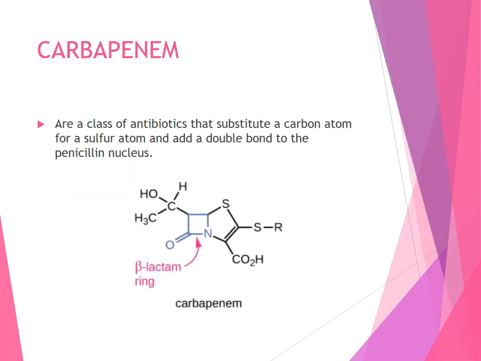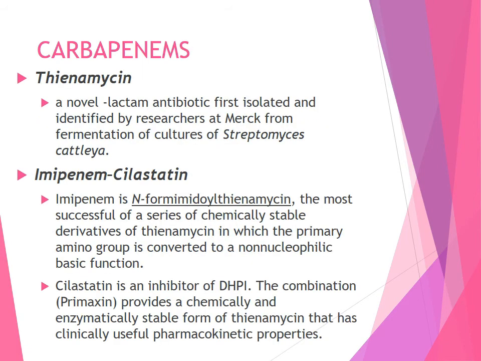Next, we have carbapenems. Another classification. Carbapenems are a class of antibiotics that substitute a carbon atom for a sulfur atom and add a double bond to the penicillin nucleus. So under carbapenems, we have thienamycin and imipenem. Thienamycin is from Streptomyces cattleya.